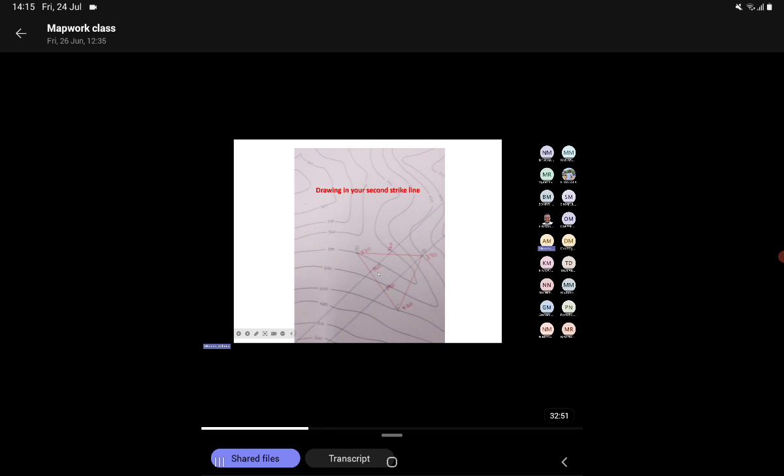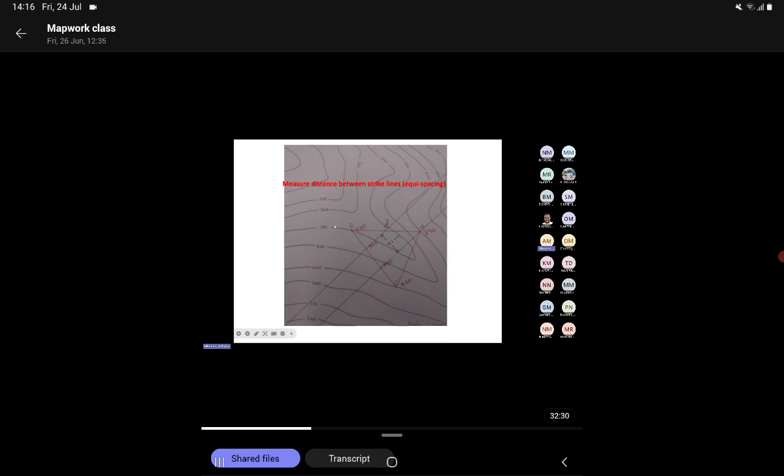So for you to do that, you measure your equispacing. Now you take a ruler and measure the distance between here and here. If, let's say, your equispacing becomes 2 centimeters, then from there to there is 2 centimeters. Then you must mark a point of 2 there, another one, 2, another one, 2, another 2. Use your ruler to draw the rest of the strike lines. In this case, it was 2.1.